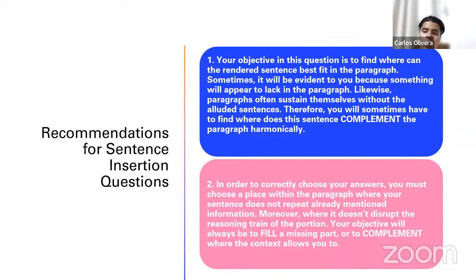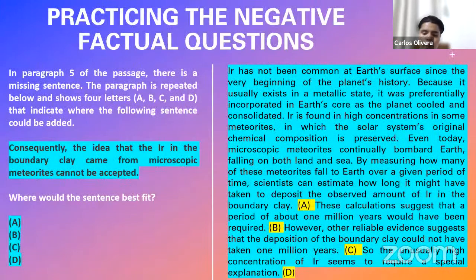Sometimes it will be evident to you because something will appear to lack in the paragraph. Sometimes when you read the paragraph, you say, hey, there's something weird. It seems like there is something missing, as if somebody had taken out part of this passage and left it like this. You're going to notice sometimes that's the case. And of course, if that's the case, it's super easy to respond to this question because you notice, oh, there's something weird here. It seems like there is no connection between these two parts. So you take the sentence and you introduce it there because, of course, that makes a connection, right? That's the first scenario. Very easy if that's the case.